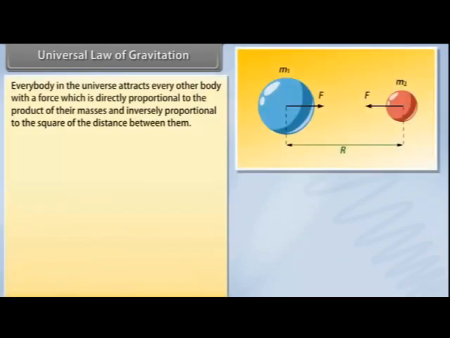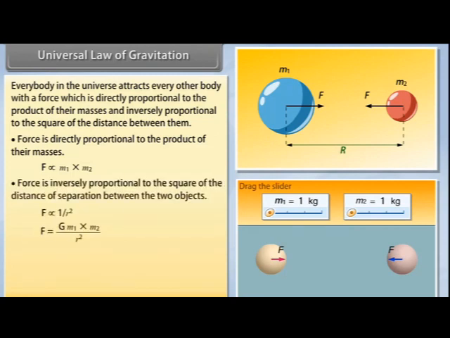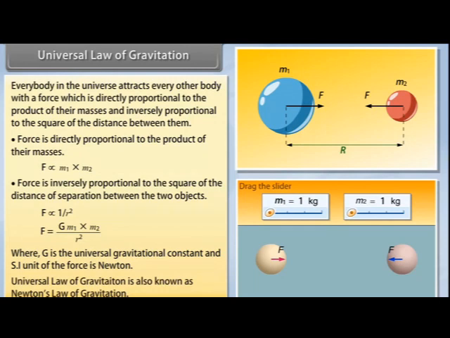Universal law of gravitation. Every body in the universe attracts every other body with a force which is directly proportional to the product of their masses and inversely proportional to the square of the distance between them. Force is directly proportional to the product of their masses. Force is inversely proportional to the square of the distance of separation between the two objects, where G is the universal gravitational constant and the SI unit is Newton. Universal law of gravitation is also known as Newton's law of gravitation.